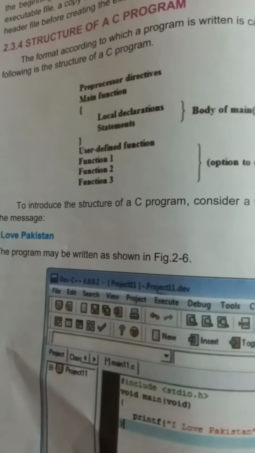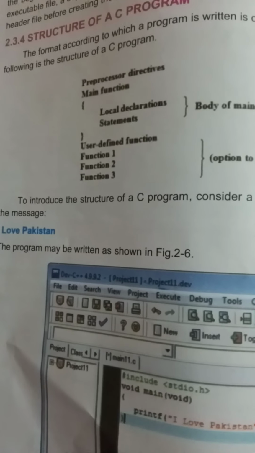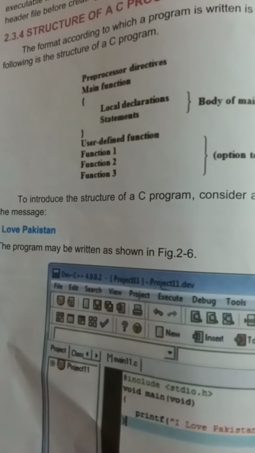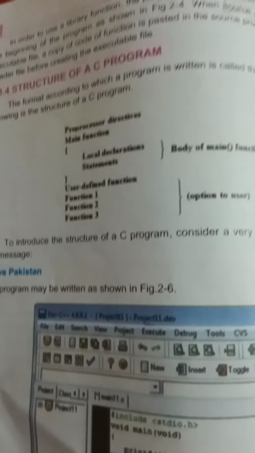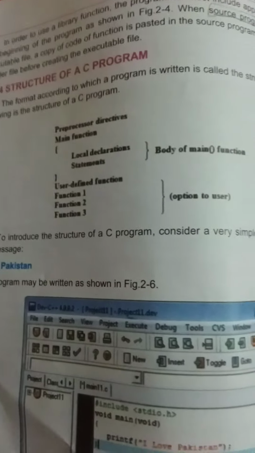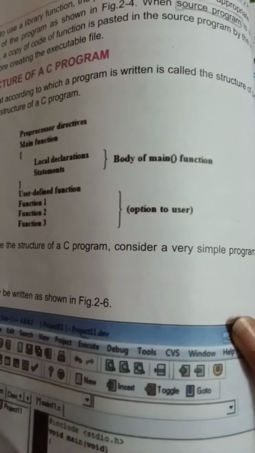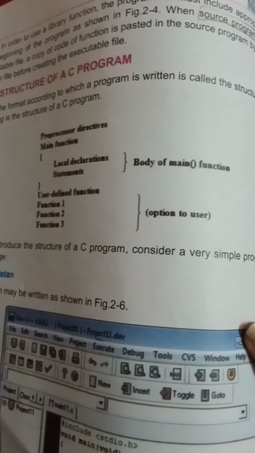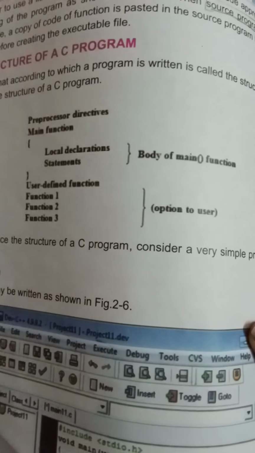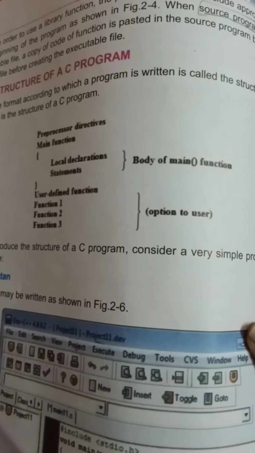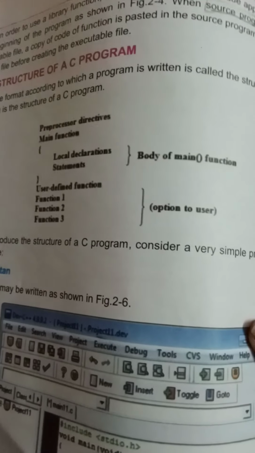Preprocessor directives, we will discuss them. We have to mention here our header files. We have already discussed the header files. About the sequence, you have to remember two things. First is the source program and second is the object program. Source program and object program totally depend upon how our programming starts.